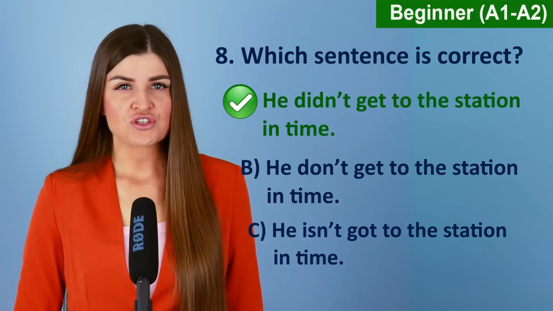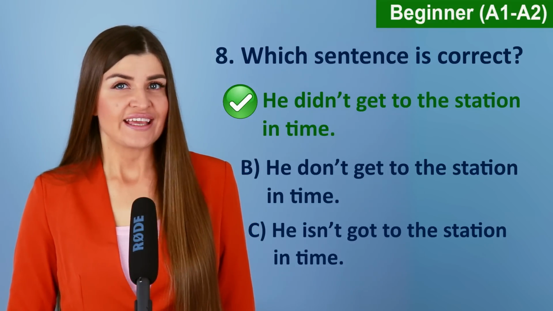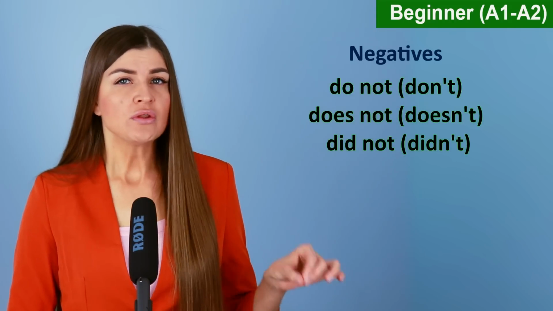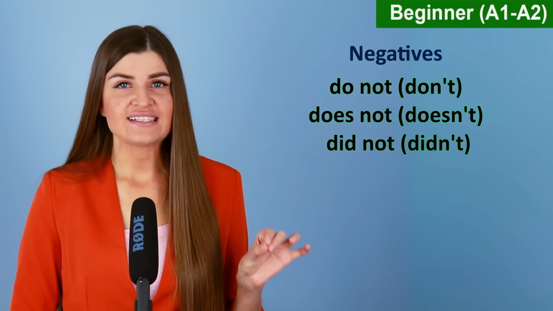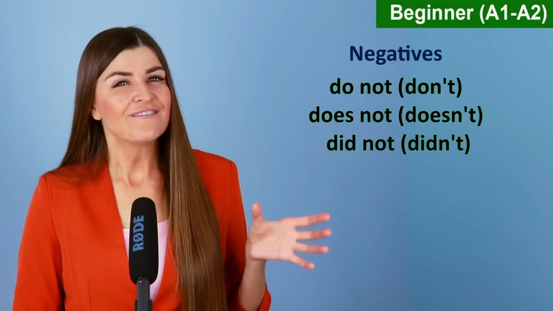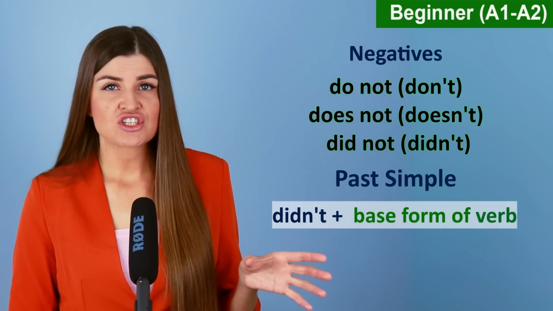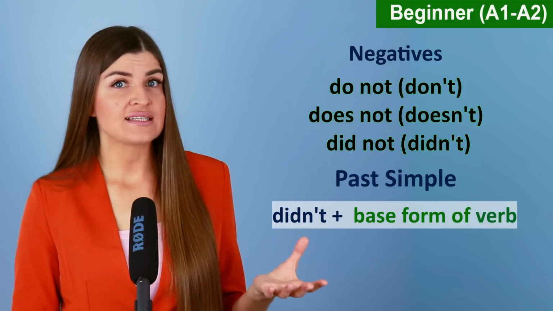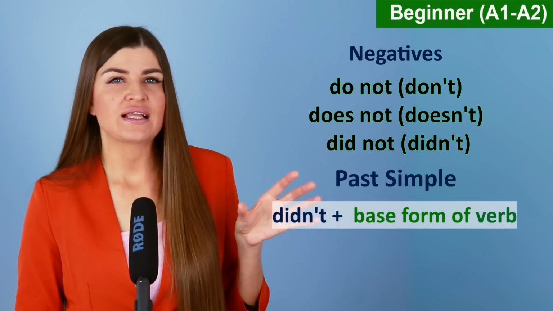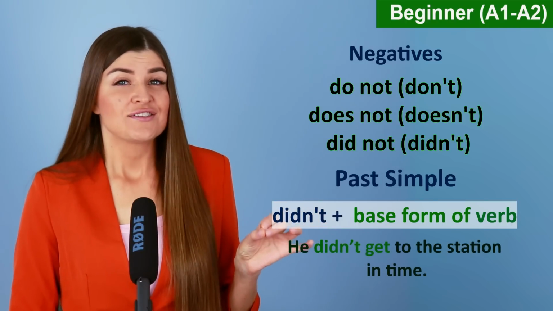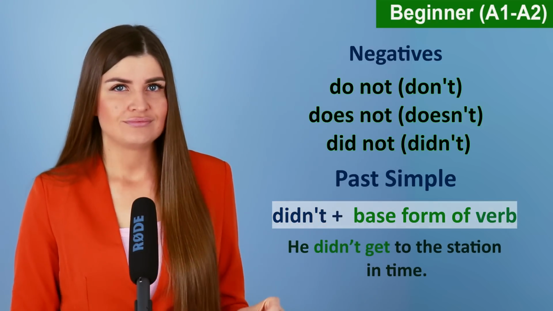The correct option is A. He didn't get to the station in time. We use do not, does not, and did not to make other verbs negative. When we talk about an action that happened in the past, we use didn't plus the base form of the verb. He didn't get to the station in time.